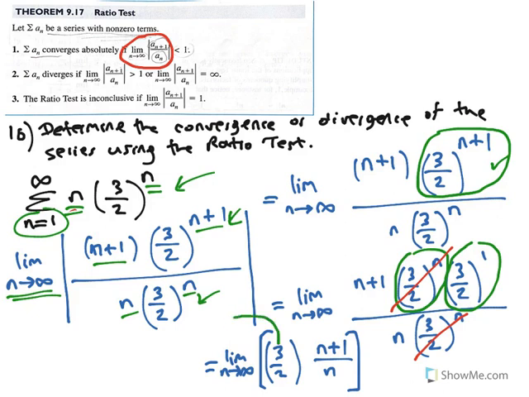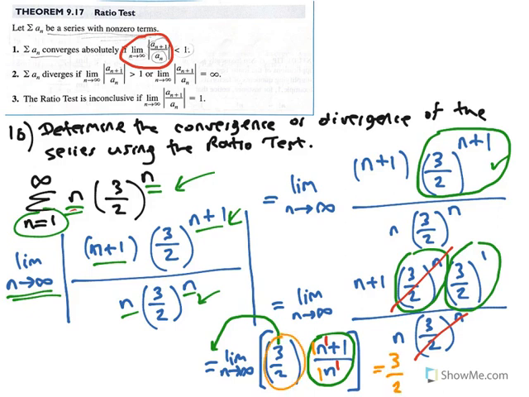And 3 over 2 is a constant, so you could factor it out of the limit. So you would have the limit as n approaches infinity of n plus 1 over n, which is equal to 1 because the degree of the numerator and the degree of the denominator are the same. So the limit of a rational expression in which the degree of the numerator is the same as the degree of the denominator is simply the quotient of the leading coefficients. 1 divided by 1 is 1. So 3 over 2 times 1 is 3 over 2. Don't forget the 3 over 2.